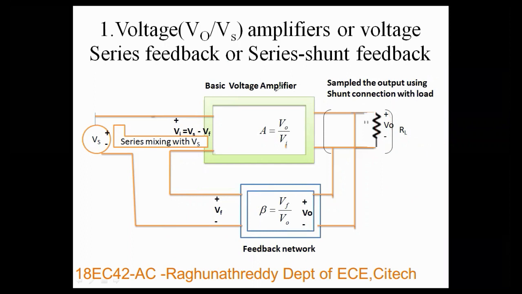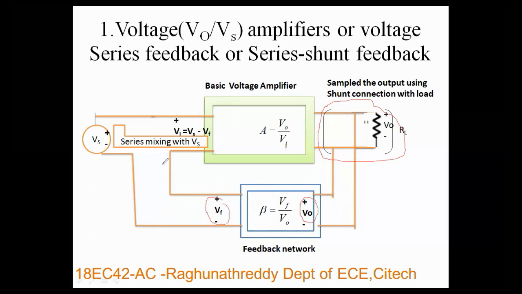Now this is the basic voltage amplifier, and its open loop voltage gain A equals output voltage Vo divided by input voltage Vi. Because the output quantity is voltage, the type of connection required at the output to sample the voltage is shunt connection. Now this Vo is sampled by the feedback network, so it is supposed to be open circuit always. Then the output of the feedback network is Vf.